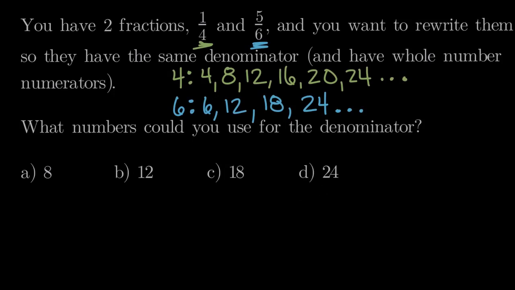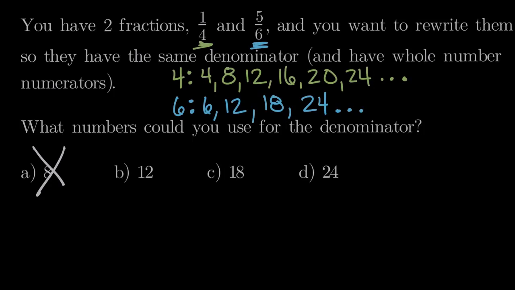So down to our answer choices. What numbers could we use for the denominator? Could we use 8? Let's look at these lists. 8 is a multiple of 4, so we could definitely split fourths into 8s, but 8 is not a multiple of 6, so we cannot split 6 into 8s. So 8 will not work as a denominator for both fractions.